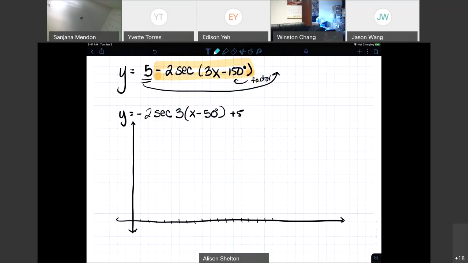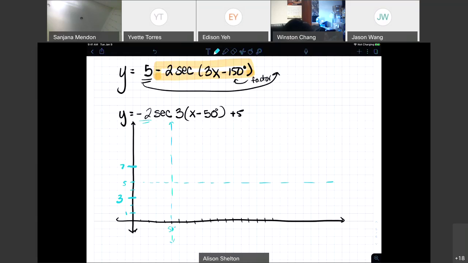All right, I'm going to go ahead and do at 50, 1, 2, 3, 4, 5, a vertical line. And then here's 1, 1, 2, 3, 4, 5. There's my horizontal line, or my midline. Then I noticed that A is -2. So I'm going to be going up to 7 and down to 3 when I'm making my cosine graph.